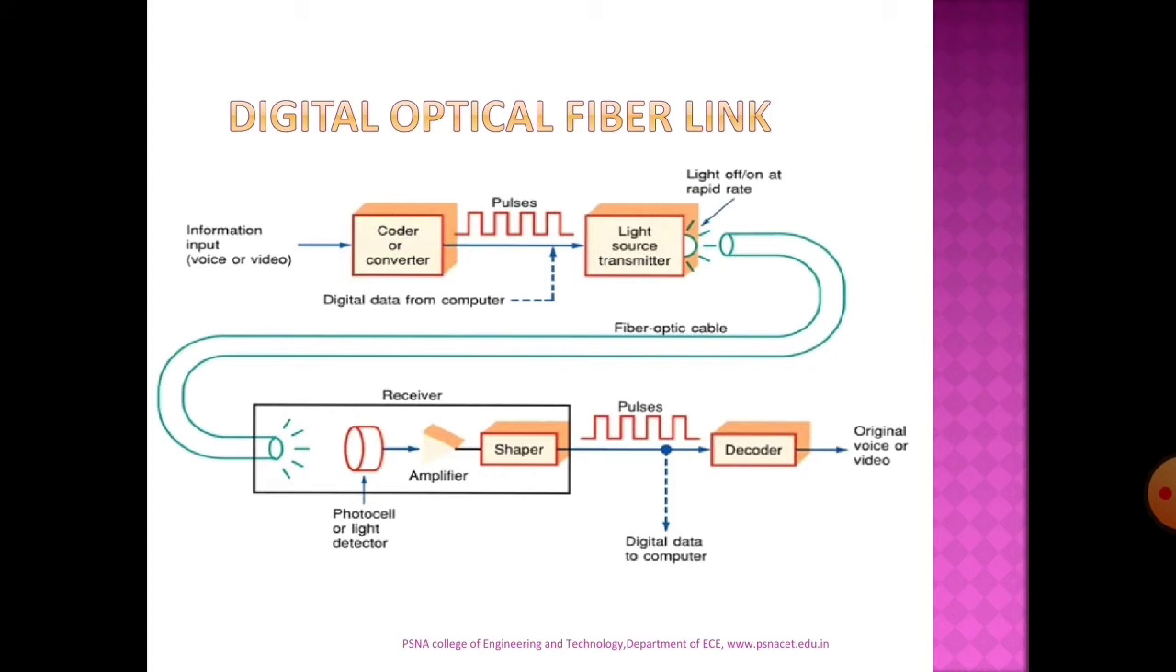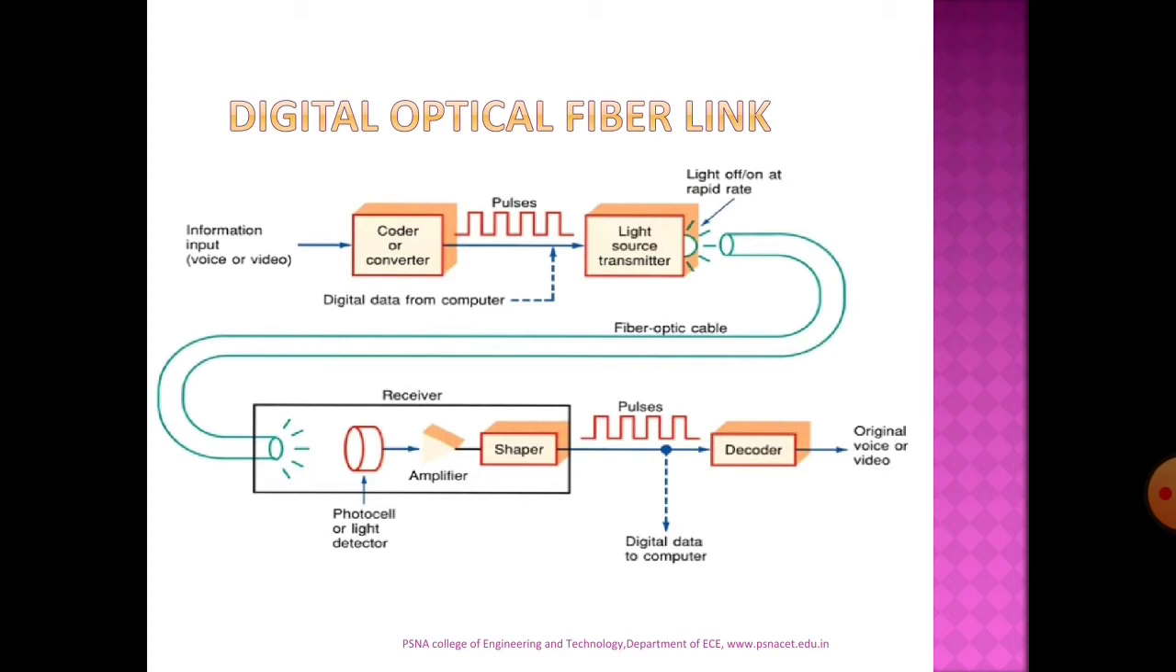As I just told you, there will be a need of a transmitter. The transmitter will be in the form of a light source. There will be a need of an optical fiber. There will be a need of a receiver. So these are all the three important components.